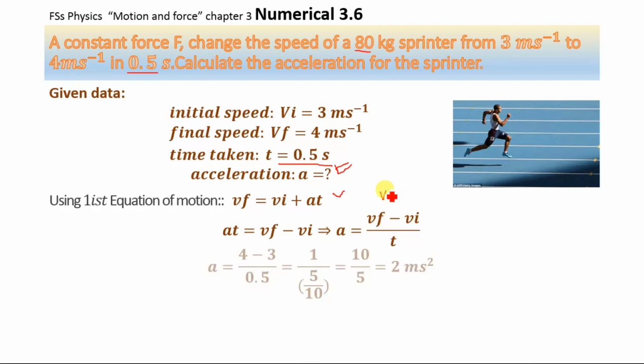Now substituting the values for final velocity, initial velocity and time t, we will have 4 minus 3 divided by 0.5. 4 minus 3 is equal to 1 and this 0.5 is 5 by 10. So we will have 10 by 5. Dividing 10 by 5, we will have 2 meter per second square. You can even do this easily with a calculator, but this is also a correct answer. So we will have acceleration A is equal to 2 meter per second square, and this is the required answer. We have calculated the acceleration of the sprinter and the acceleration is 2 meter per second square.